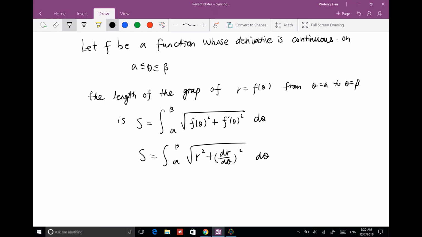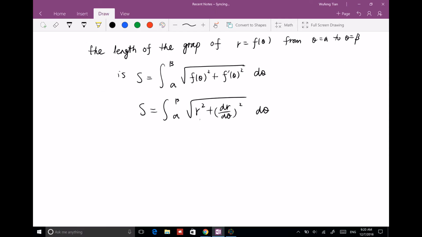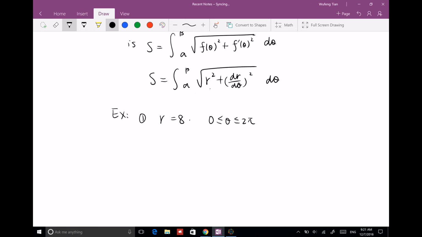Okay, so r normally is given. If r is given, then it's itself squared plus the derivative squared. Okay, and let's look at the examples. First, suppose r equals 8 and 0 less than theta less than 2 pi. So r equals 8, everyone knows that r equals 8 is what? It is a circle, because r is 8 means the radius is 8.